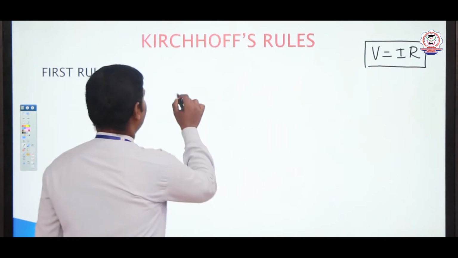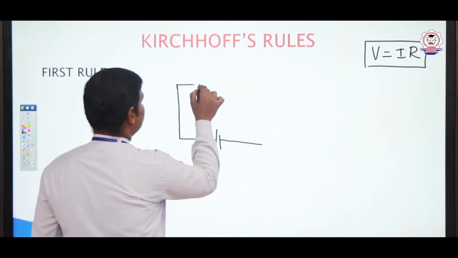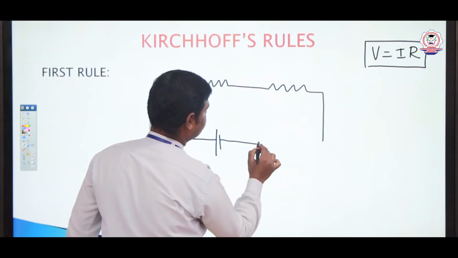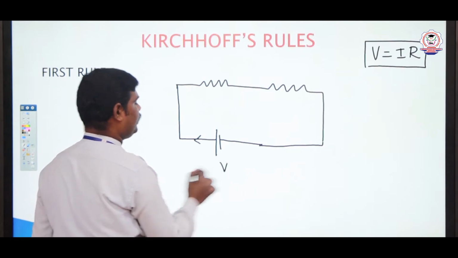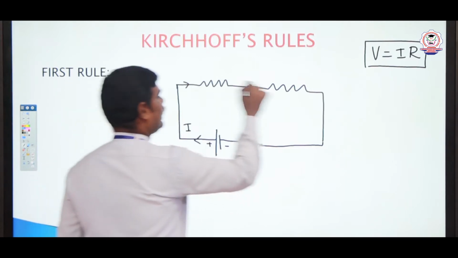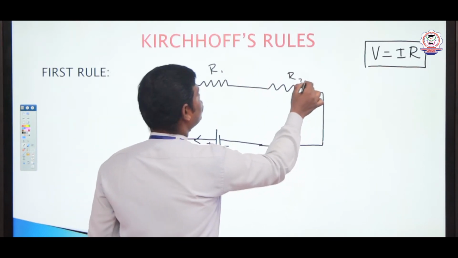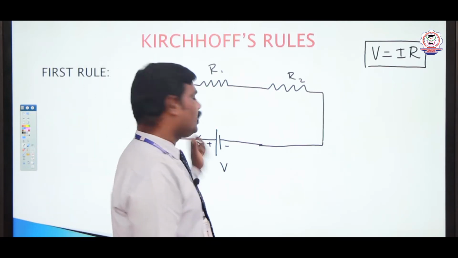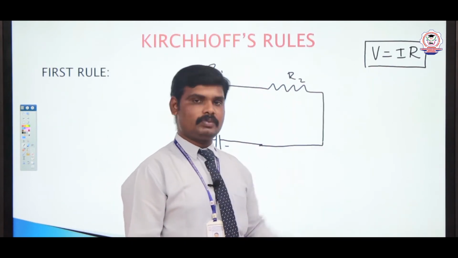The simple circuit means here one battery is connected with resistors. Here the potential is connected, this is V, and electric current is moving from the positive terminal to the negative terminal. This is the direction of electric current through the resistors R1 and R2. So this is the simple circuit. By using this circuit we can find out how much current is flowing and what the potential is, and the resistances R1 and R2 we can find out by using Ohm's law.